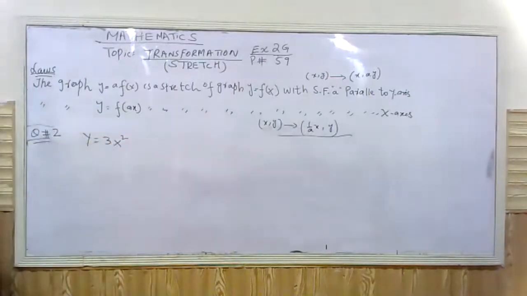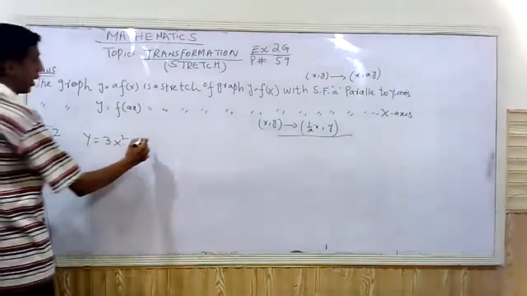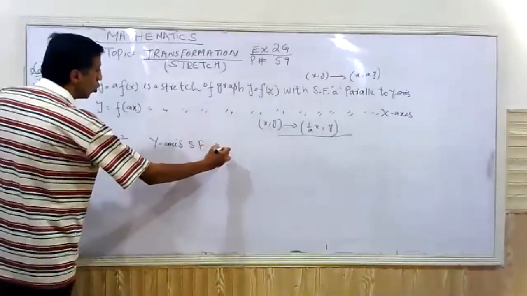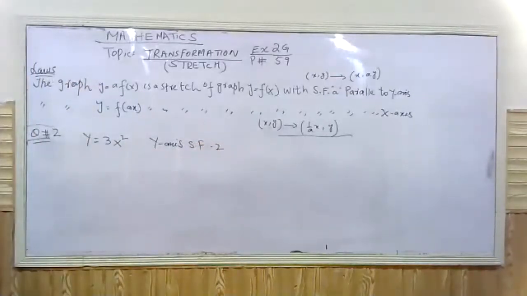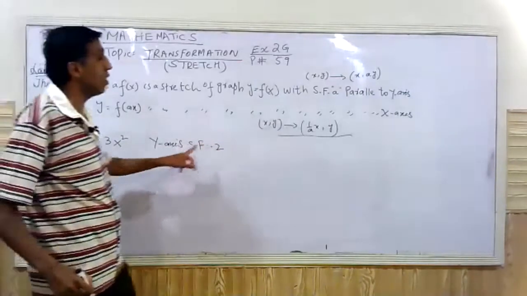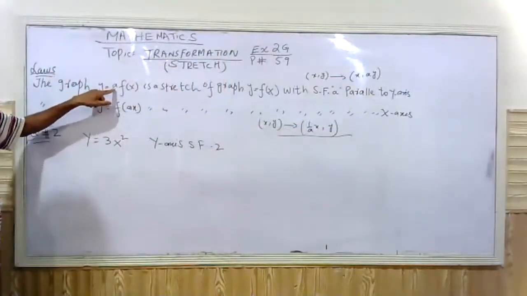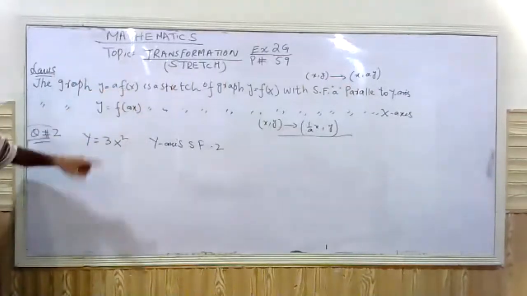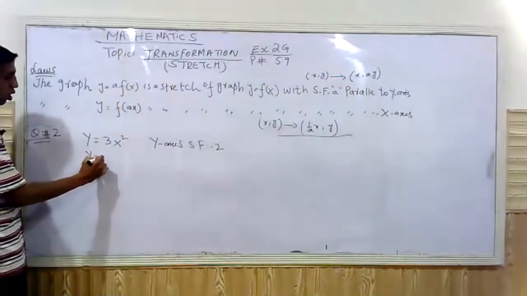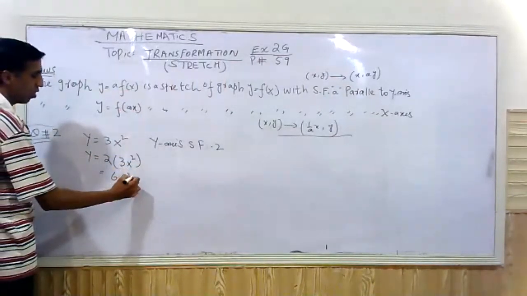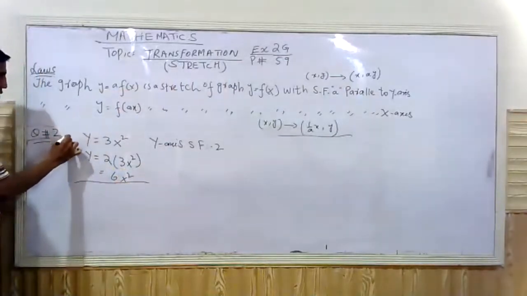A question is this one: y equals 3x squared. Find the equation of this graph after a stretch parallel to the y-axis with a stretch factor of 2. Now, if it is parallel to the y-axis, what we have to do regarding this law is multiply the stretch factor to the equation. Here the stretch factor is 2, so 2 times f of x would be 6x squared, the final answer.